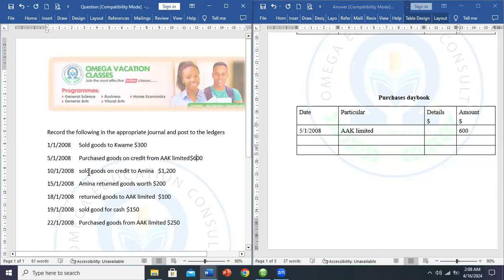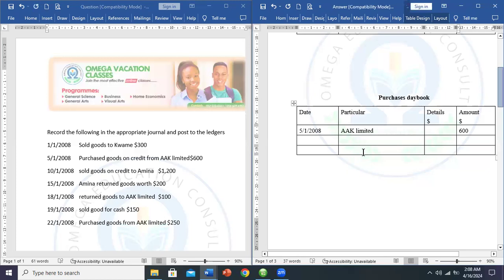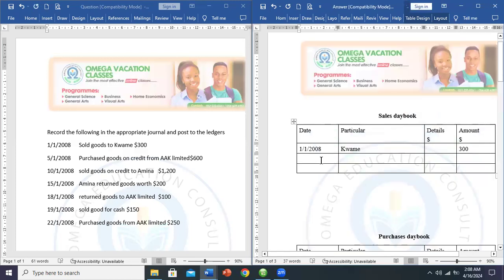10th January, sold goods on credit to Amina, so another credit sale. So we go into the sales journal. We put down the date 10th January 2008. Amina, no calculation, $200.